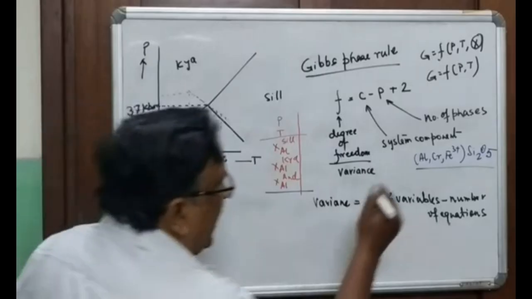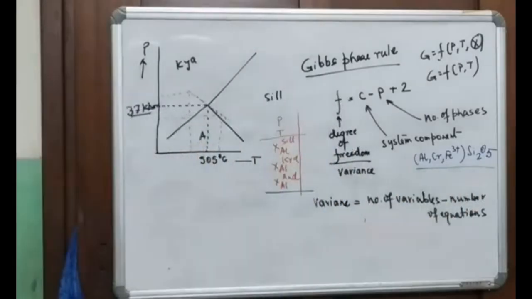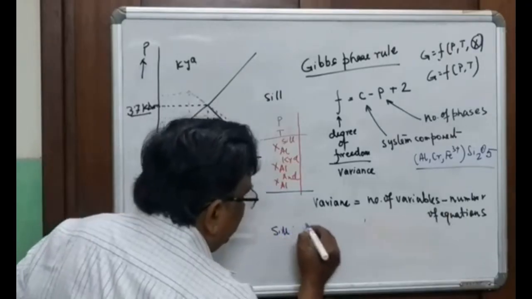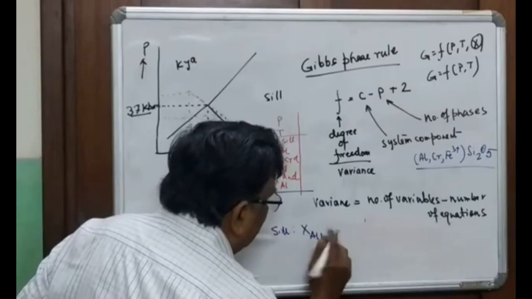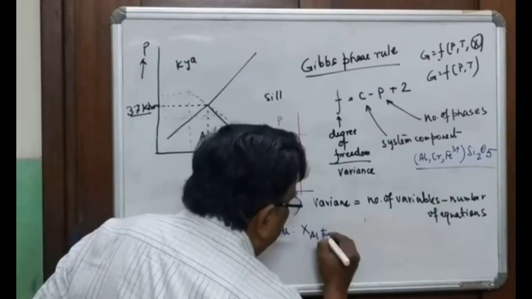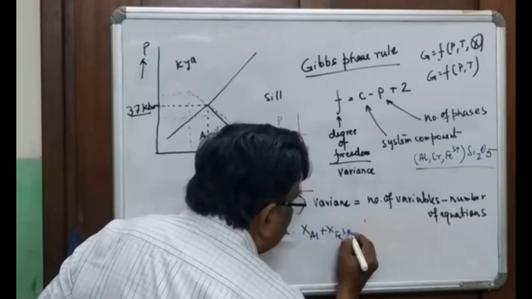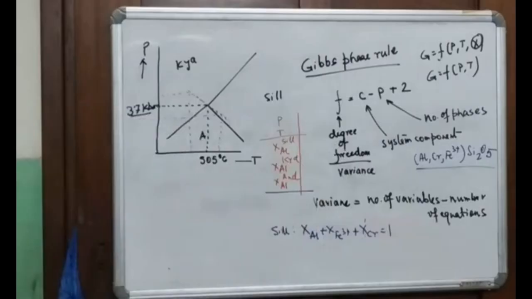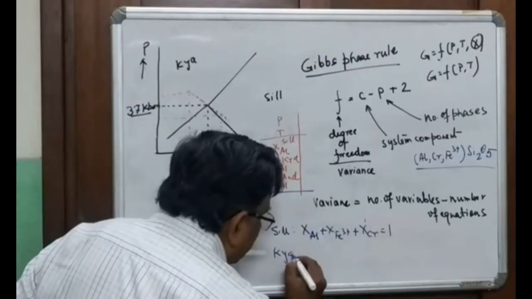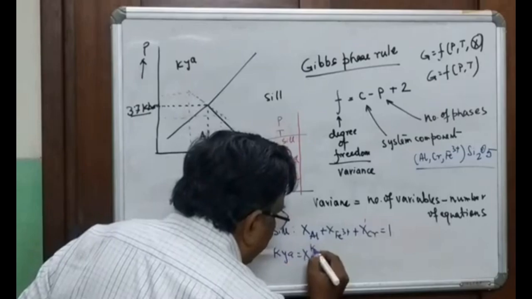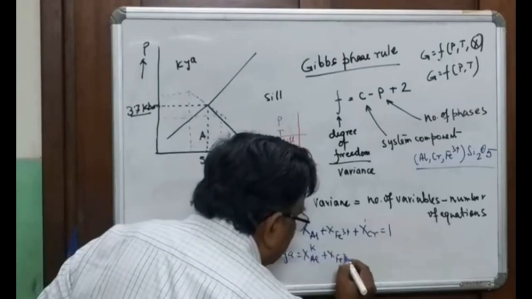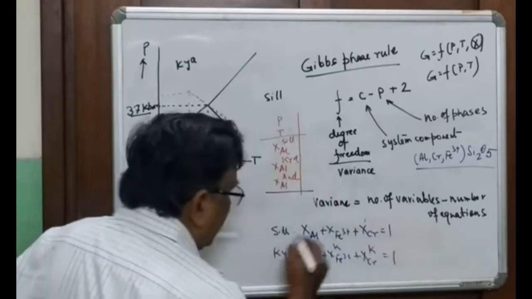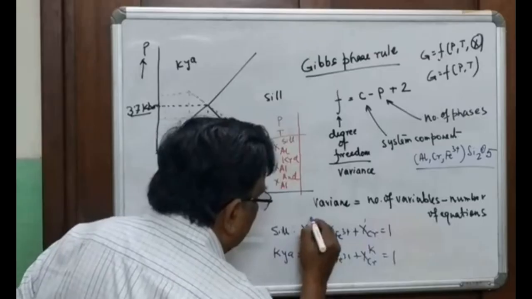Now, if you have this, what are the variables? Now you see, if I take sillimanite, then you would have XAl plus XFe3 plus XCr equal to 1. Yes or no? Kyanite: XAl kyanite plus XFe3 kyanite plus XCr kyanite equal to 1. This is sillimanite.